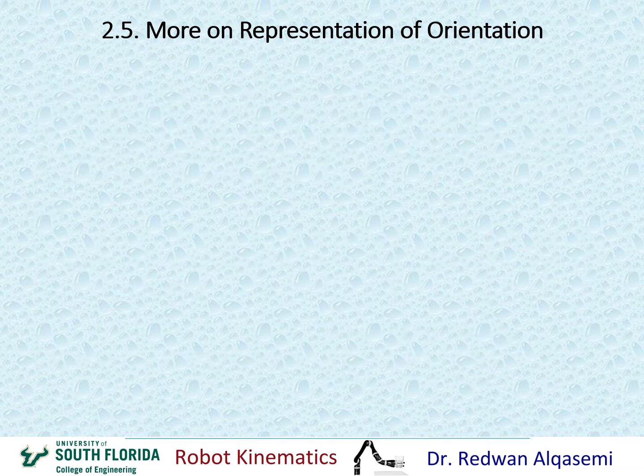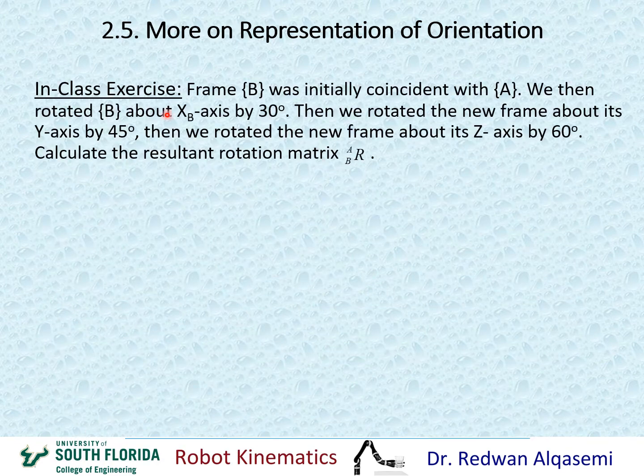Now let's take an in-class exercise here, and I want you to please do this on your own before looking at the answer. Frame B was initially coincident with frame A. We then rotated frame B about the XB axis by 30 degrees. Then we rotated the new frame about its y-axis by 45 degrees. Please pay attention. We rotated the new frame about its y-axis. Okay. Then we rotated the new frame about its z-axis by 60 degrees. So again, pay attention to this here. We rotated the new frame about its z-axis by 60 degrees. Calculate the resultant rotation matrix R of B relative to A.